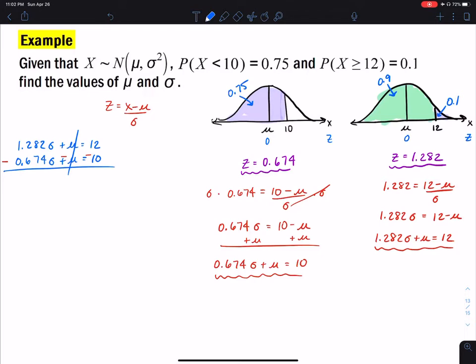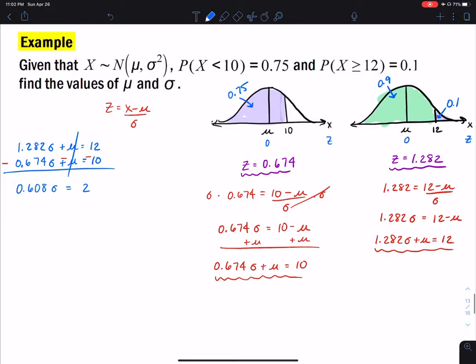And these cancel. And if you subtract these decimals, you get 0.608 sigma is equal to 2. And if you divide by 0.608, you get sigma is equal to 3.29. And that is 3 significant figures. That's perfect. And then I can plug this back into any equation that I want. It doesn't matter which one. So I'll just plug it back into, I guess, this top one.